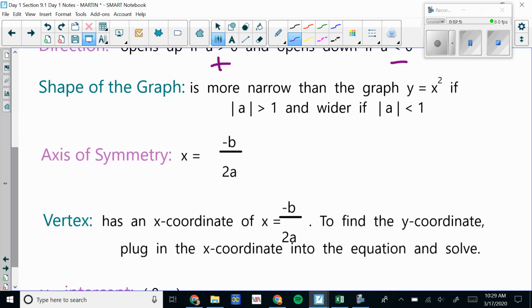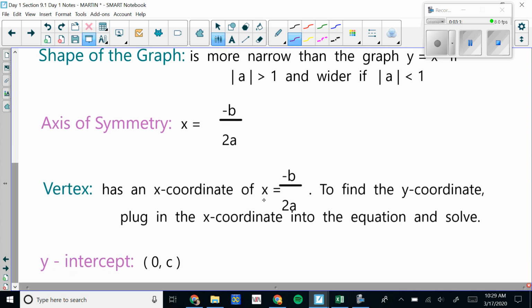The axis of symmetry, and we're going to practice this all later, so don't get too overwhelmed right now, is the line x equals negative b over 2 times a, from our a, b's, and c's earlier. The vertex has an x coordinate of negative b over 2a. So once you find the axis of symmetry, you've found the x coordinate. Then to find the y coordinate, you plug that in. For instance, if x equals negative 4, you'd plug negative 4 into your original function, and what spits out would be the y value of the vertex.